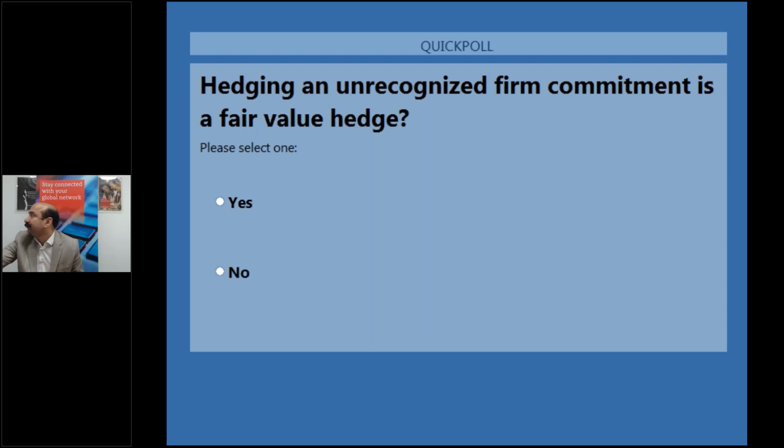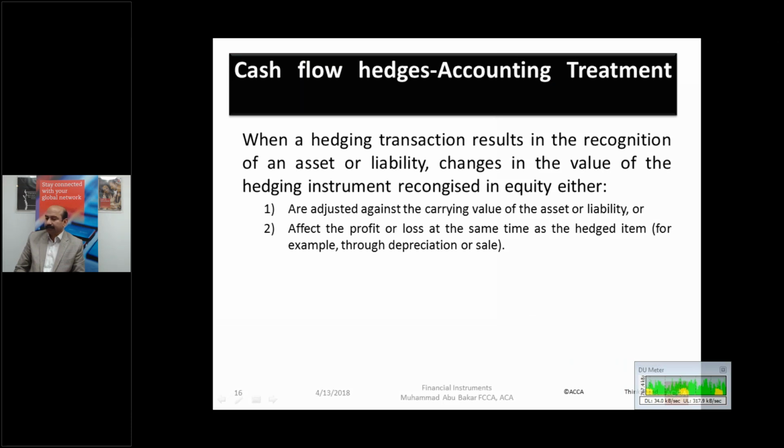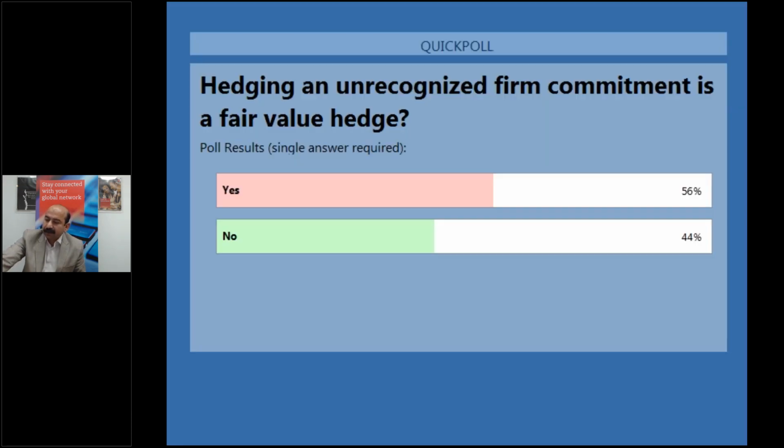So I'm going to close this poll now. Those who left must submit right away, please. Okay, I'm going to close this now. We have 56% people saying yes, while 44% people saying no.